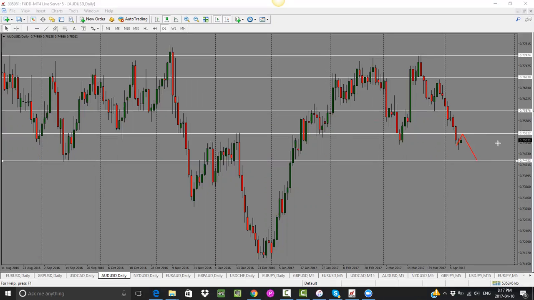We could see price go into the 75.20 level and then drop from there. And the next target would be this support and resistance level right here, which is the 74.50 area. So I would put that down as a target.